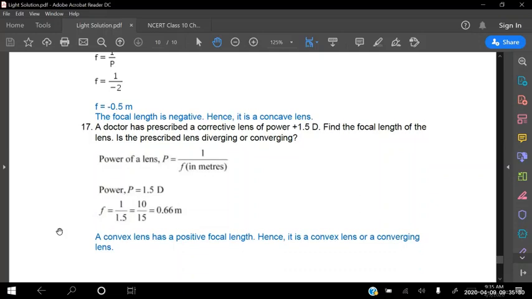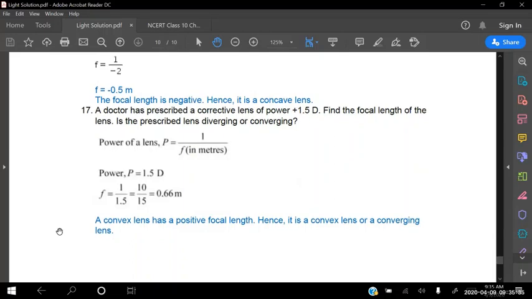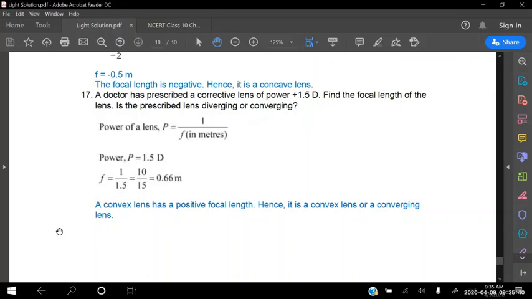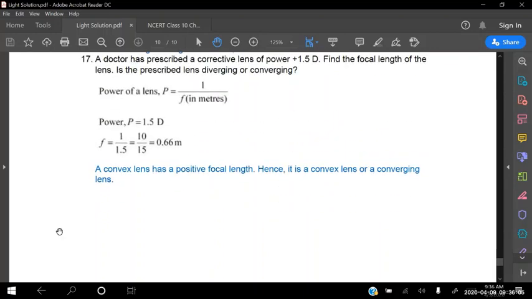A doctor has prescribed a corrective lens of power plus 1.5 diopter. Find the focal length of the lens. Is this prescribed lens diverging or converging? It is the plus sign here, that means it will be convex lens, so it will be converging lens. If they are asking you about the nature, then write it is converging, and also the name. Both of the things are very important to write. Just see how we have got it, and this was the last question we had.